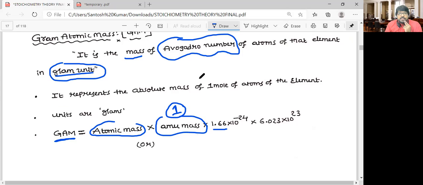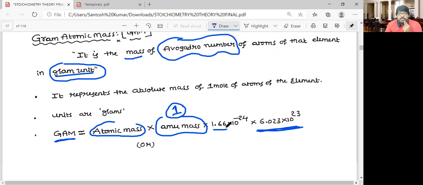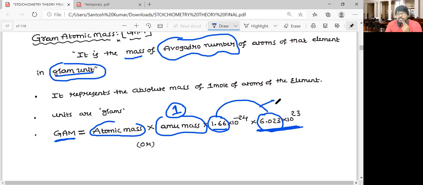But this is not the mass of single atom. This is the mass of Avogadro number of atoms. So it is also multiplied with Avogadro number. So you just multiply, you will get 1.66 into 6.023. If you take the product of these two, you will get 10. So 10 into 10 power 23, 10 power 24, 10 power 24 into 10 power minus 24, that is equal to 1.